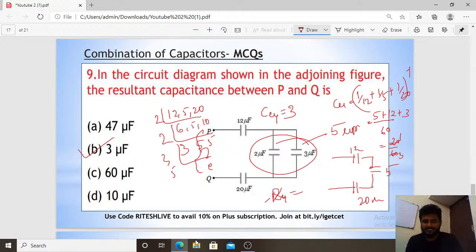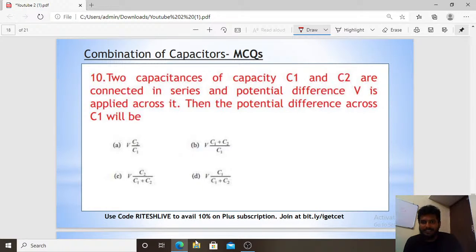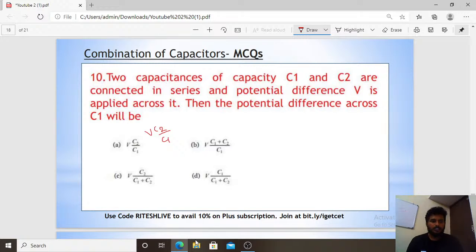Okay, good. Next, question number 10. Two capacitors of capacity C1 and C2 are connected in series and a potential difference V is applied across it. Then the potential difference across C1 is what? So, visible, right? This is V C2 divided by C1. Okay? Yes. Two capacitors C1, C2 are connected in series, and a potential difference of V across this. Then the potential difference across C1 is what?